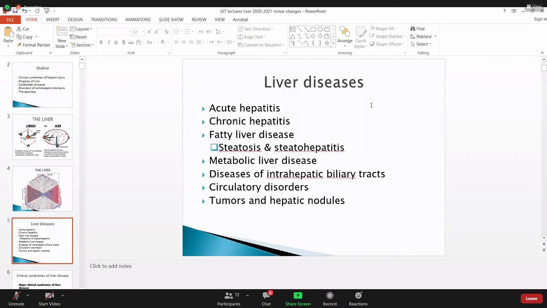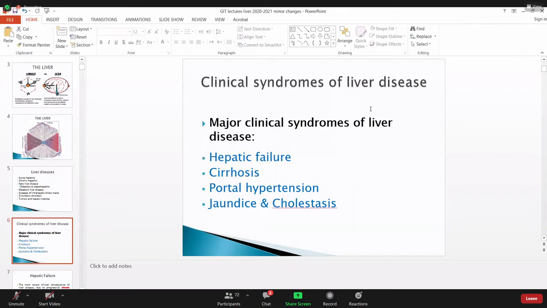Okay, the clinical syndromes of liver disease. The major clinical presentations of people with liver diseases are either related to hepatic failure, which we will discuss in a minute, or related to cirrhosis, which is basically fibrosis, or manifestations related to portal hypertension, or manifestations related to jaundice and cholestasis. All of these we will discuss in detail. So these are the major presentations that occur in a person with hepatic or liver disease.